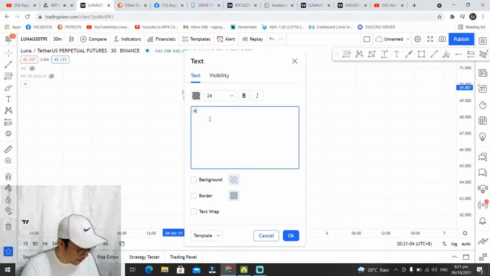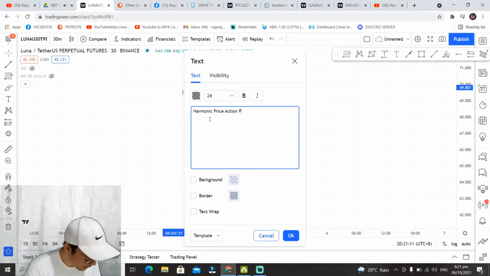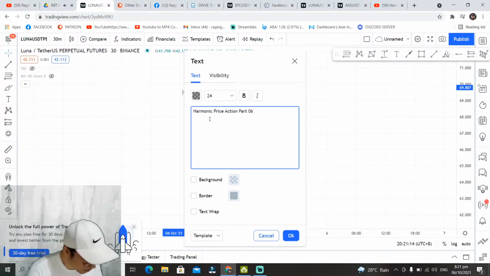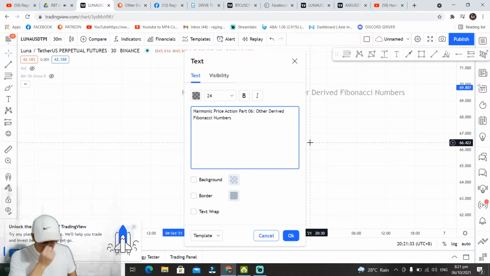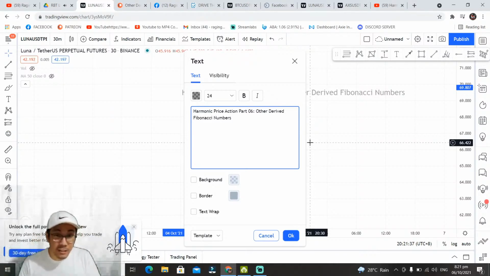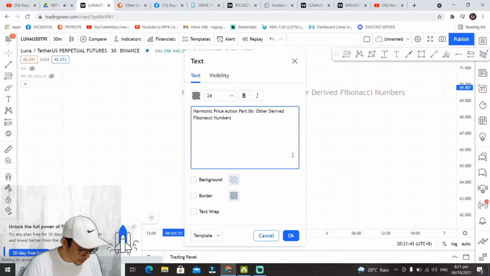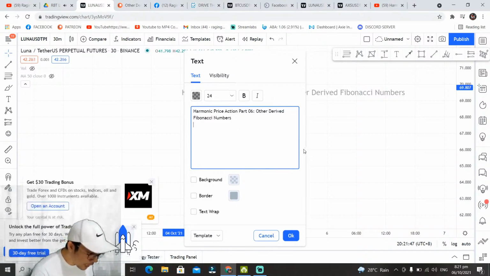Okay, good. Harmonic price action, part 6. Our topic is about the other derived Fib or Fibonacci numbers. This is very simple. We've already discussed the primary and secondary. If you don't know that yet, refer to our part 1 and part 2. This is now the continuation of that. So what we have for the other derived numbers are the following.